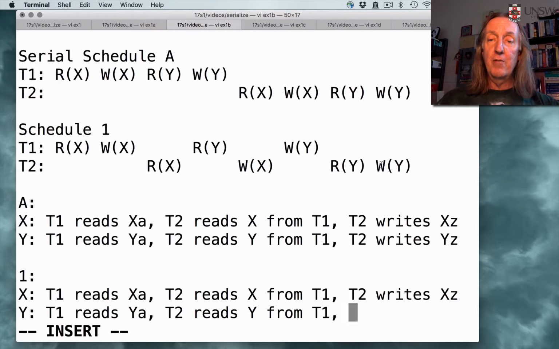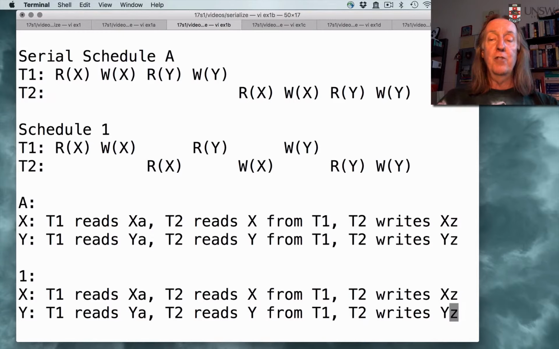And the final write of Y occurs here, and that's done by T2. So T2 writes the final value of Y. Okay, so we can see from these two things that both of those variables are treated the same in each of the schedules. Therefore, these two schedules are view equivalent, and we can say that schedule 1 is view serializable. Okay, so that's schedule 1.